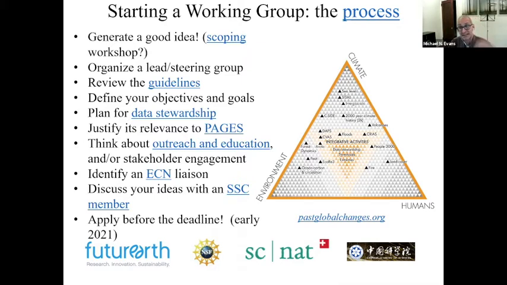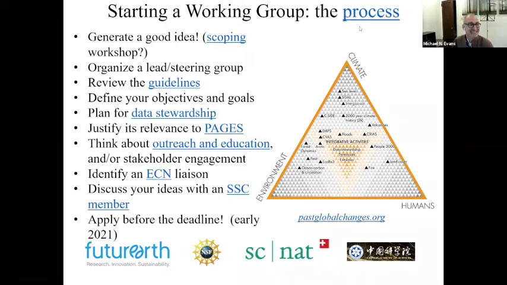And so finally I raise my hand and I say, who's doing the oceans? And the answer was, well, nobody, but if you're interested, Mike. And that was the beginning of Ocean 2K. So the first step in starting a working group is to generate a good idea. And actually PAGES does support scoping workshops, workshops that will help you to figure out whether a working group would be useful.